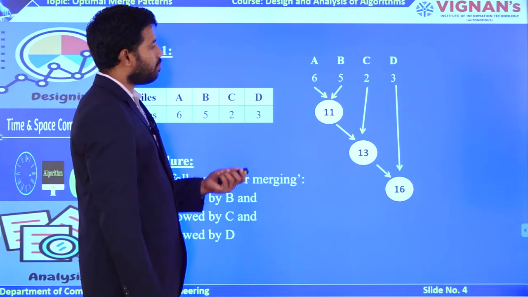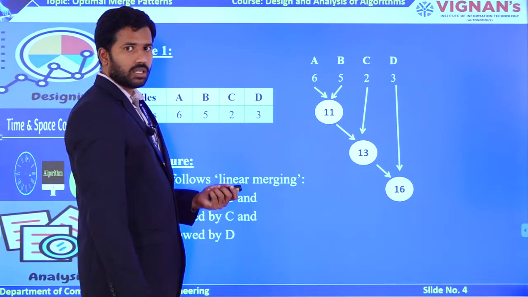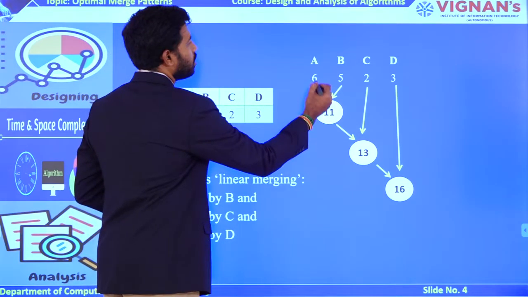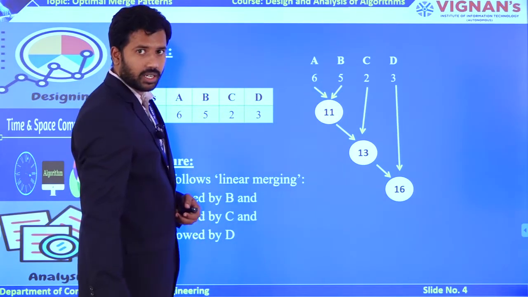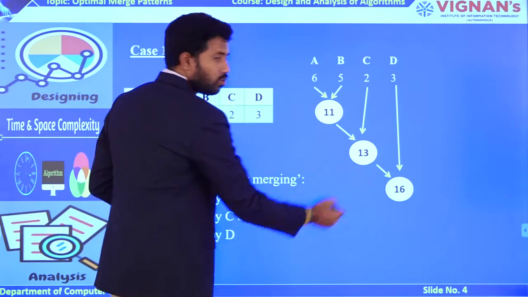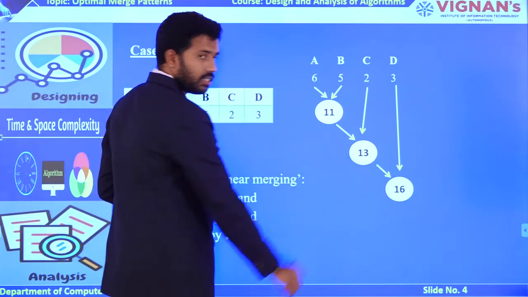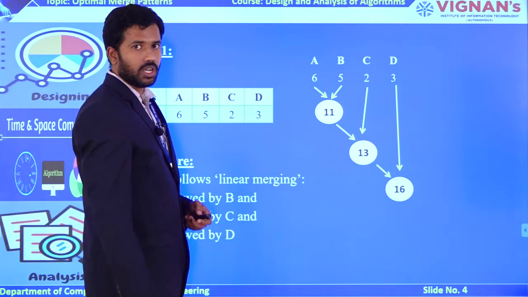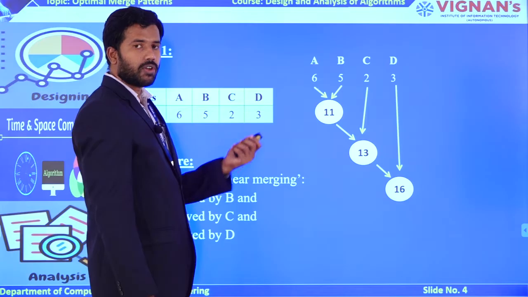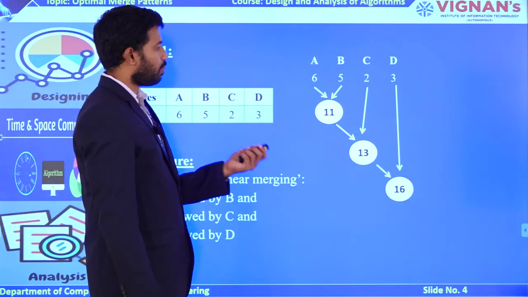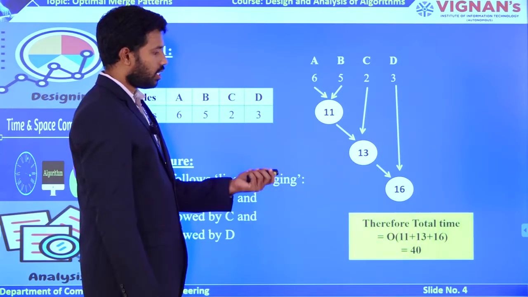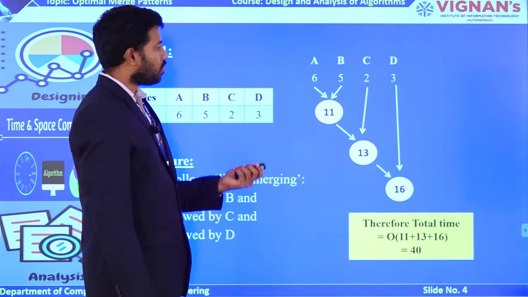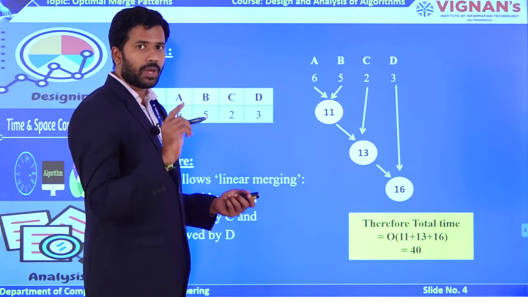Now what is the time complexity for merging these 4 files into a single file? Here you have merged 2 files with a time complexity of 11, here again 2 files with a time complexity of 13, and here also 2 files with a time complexity of 16. So the total time complexity in this case is 11 plus 13 plus 16, which together is a total time complexity of 40. So this is a two-way merging, right? At a time I am merging 2.